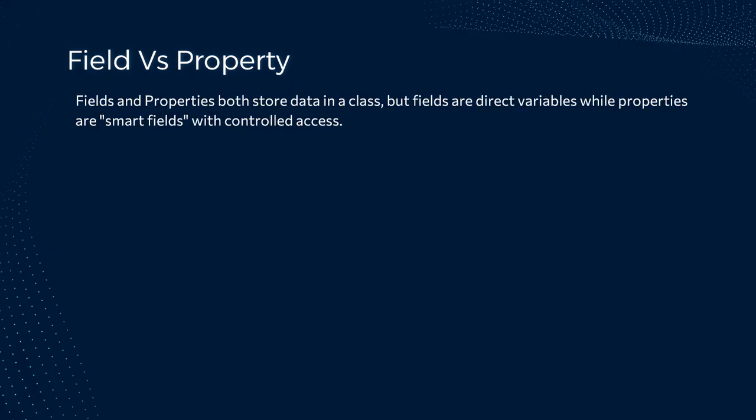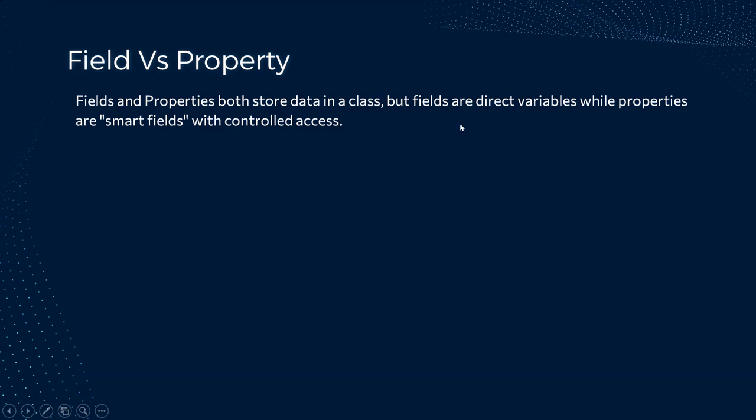Field and property. What are these? Fields and properties both store data in a class, but fields are direct variables while properties are smart fields with controlled access. So what does it mean? There are two ways to store the data in memory: one is through the field and another is through properties.